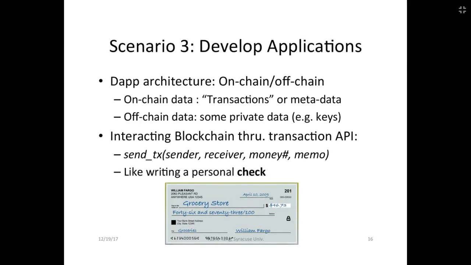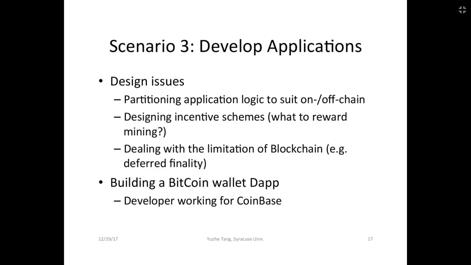By analogy, the interface exposed by blockchain is very much similar to a personal check. So when you write a check, what you do is you write the recipient of this transaction and the amount of the transaction, and if you zoom in and look closely at the check here, you can see there is normally a memo field over there. The memo field in blockchain transactions is very useful for extending the functionality of blockchain to support some novel applications, which I will mention briefly later on.